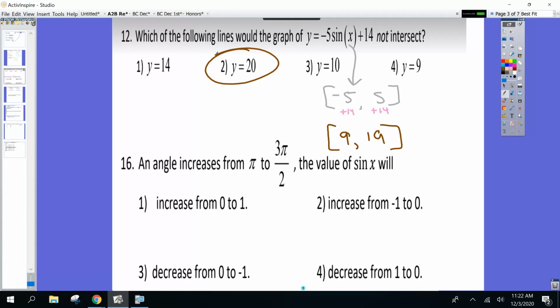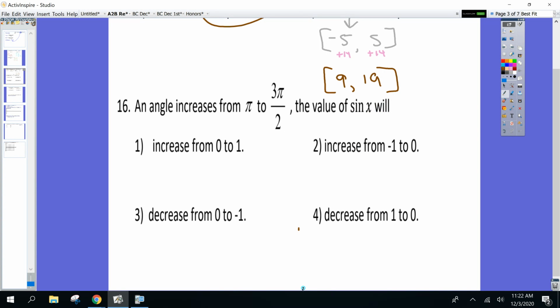All right, 16. An angle increases from pi to 3 pi over 2. What's happening to sine? This is a new one, huh? What's happening to sine x as you go from pi to 3 pi over 2? Best thing I can suggest, do a quick sketch of the sine curve. We've done a lot of sine curves before.